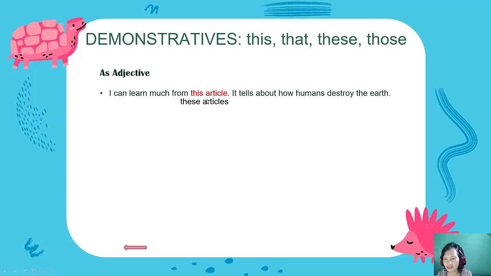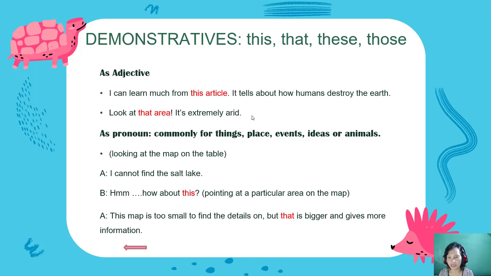So this article, we have the singular one, but we can have these articles, the plural one. Of course, if you have these articles in plural, you will have they here. So it becomes they and tells becomes tell. Remember about that. Okay, another example. Look at that area. It is extremely arid. That area, you can have those areas. Of course, with they are extremely arid.